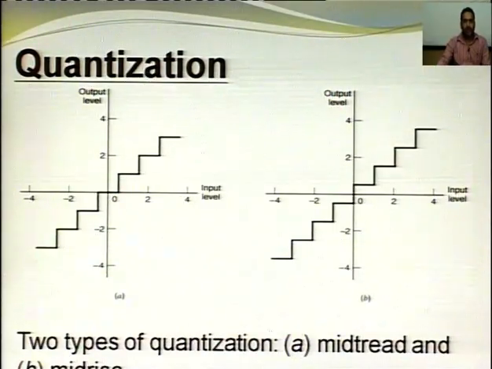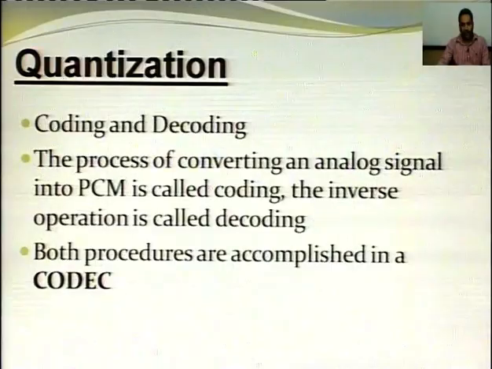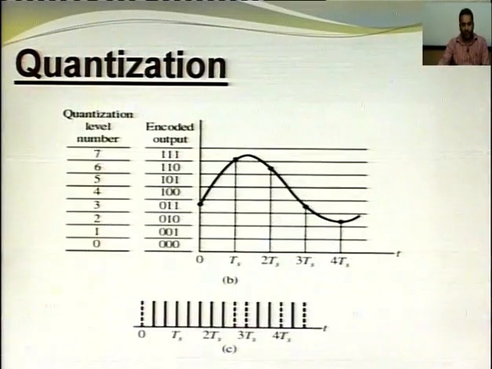These are two techniques of quantizing. First is mid-tread, second is mid-rise. The difference is at the baseline. In the case of mid-tread, the baseline is the horizontal line, and here the vertical level is performed in the middle. Then coding and decoding: the process of converting an analog signal to PCM is called coding. In coding, codes are assigned to these quantizing levels. The inverse, which is performed at the receiver end, is decoding.